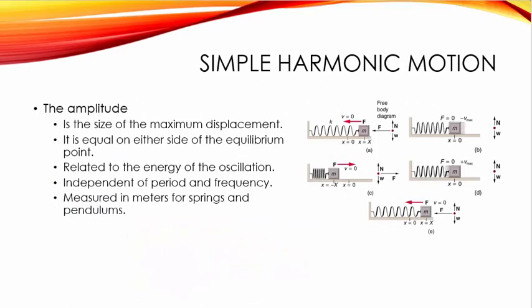When we're talking about the oscillations, we need to talk a little bit about some of the quantities. And one of those is amplitude. And that's just the size of the maximum displacement. That's how far the mass moves from the equilibrium position. It's going to be equal on either side of that equilibrium point. So however far it stretches, that's going to be the same amount that it compresses.